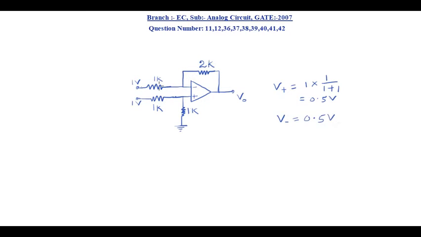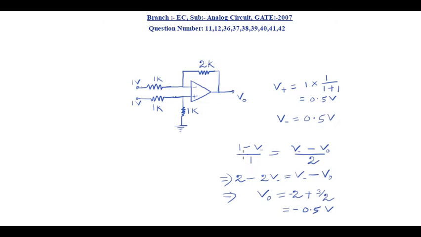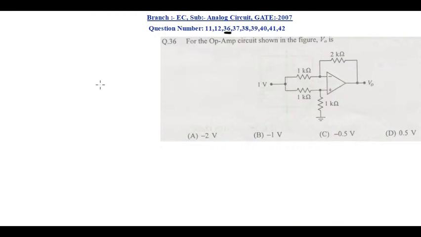Then if we apply KCL, the current across this 1K will be equal to the current across this 2K. So by applying KCL, we will get (1 minus V minus) divided by 1K equal to (V minus minus V0) divided by 2K. So this is the equation. By solving this, we will get the output voltage to be minus 0.5 volt. So from the options, minus 0.5, C is the answer.